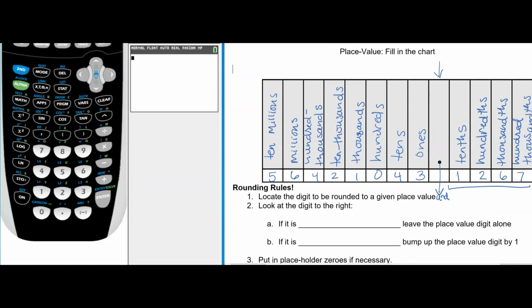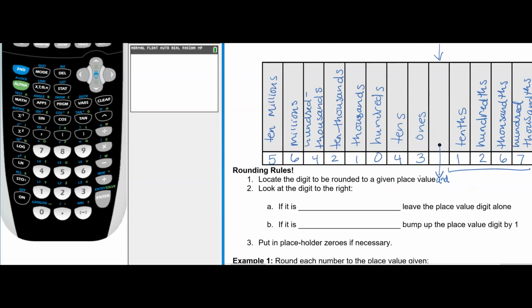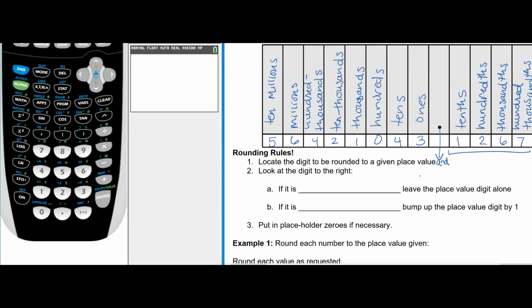Okay, so let's talk about rounding. So a couple of rules here. So first we're going to ask ourselves, what do we want to round to? What digit are we rounding? And that should be given in the problem. And then you're going to look to the digit to the right of the place value you're being asked about. If the digit to the right is 0 to 4, you're going to leave the place value digit alone. If the number to the right of where you're rounding is 5, 6, 7, 8, 9, 5 or greater, then you're going to bump up the place value digit by 1. And then you're going to put in placeholder zeros if necessary.